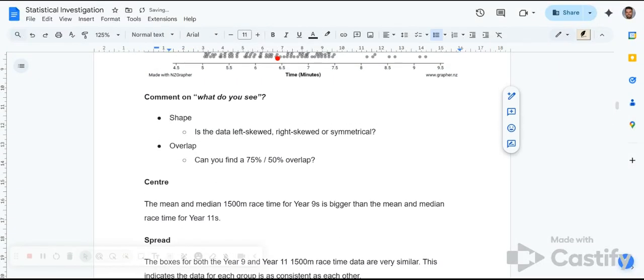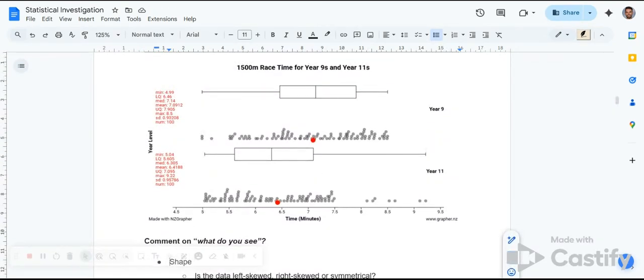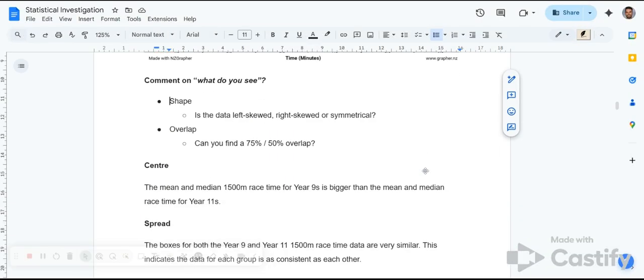Shape. Is the data left skewed, right skewed, or symmetrical? Now this can be a really tricky one, and like I said, you can go back to your graph and chuck the outline over to kind of give you some help. When I'm looking at the Year 9 data, generally it looks pretty symmetrical. Here's the middle. Yeah, it's a little bit longer on the left tail, I guess, but generally it's fairly symmetrical. Whereas in the Year 11 data, you can see most of our data is here, but there's this quite long right tail on the side here.